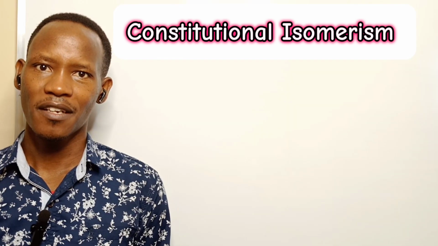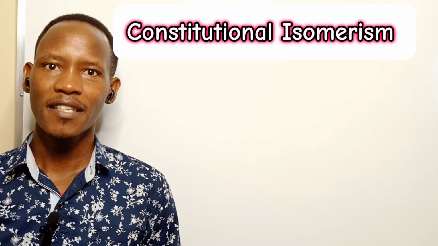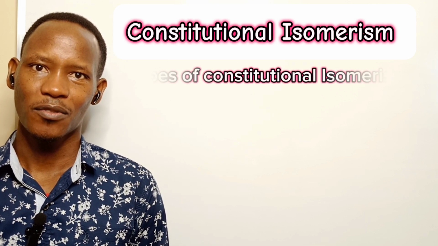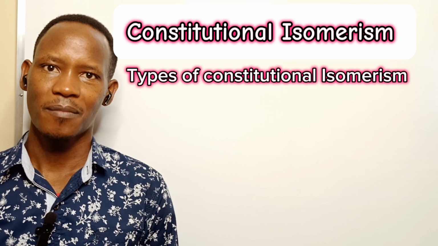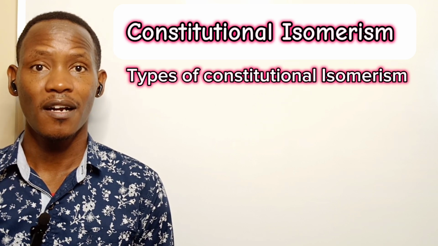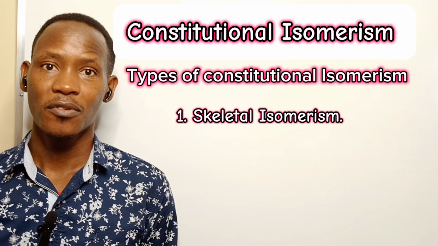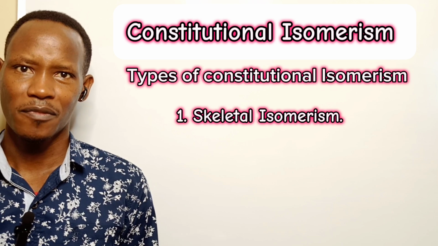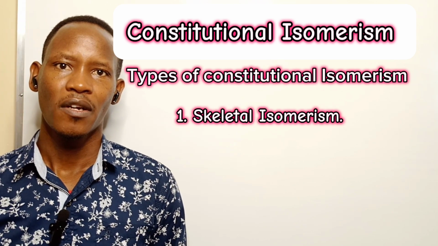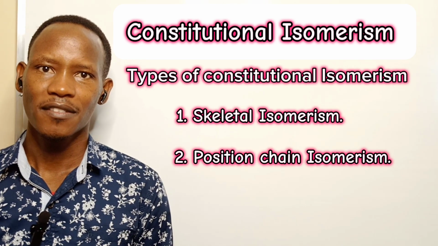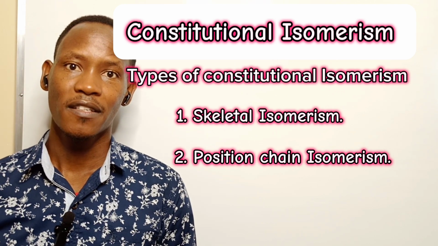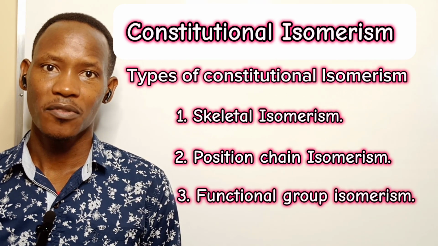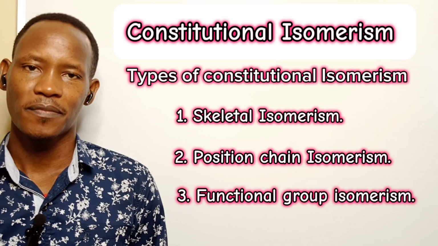Constitutional isomerism, therefore, is subdivided into three types or classes of isomers. And those classes are number one, skeletal isomers or skeletal isomerism. Number two, position chain isomers, and position chain isomerism. And number three, functional group isomers or functional group isomerism.